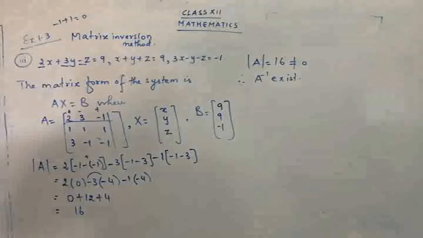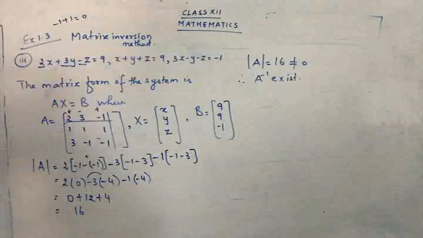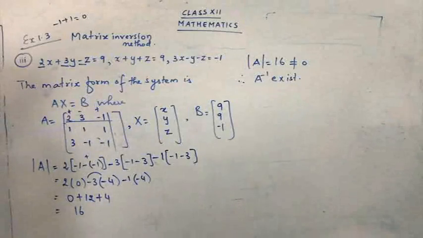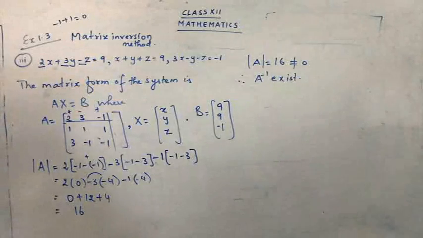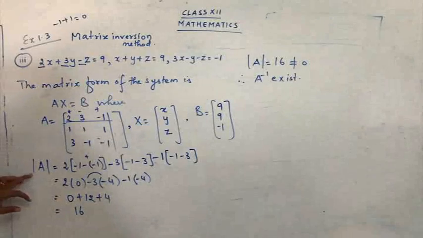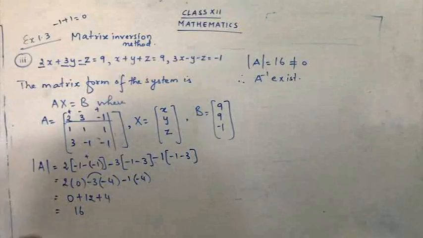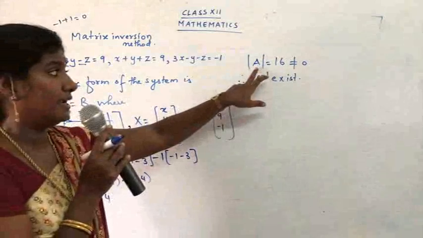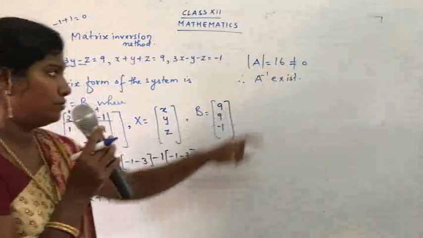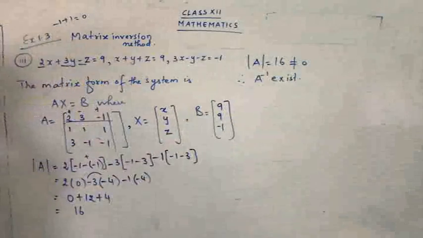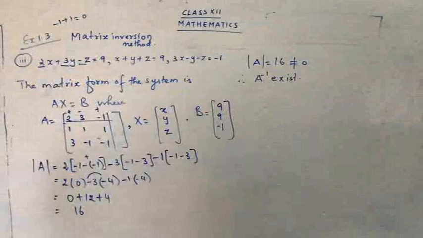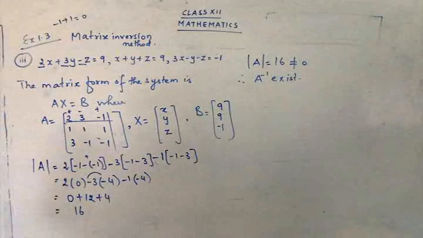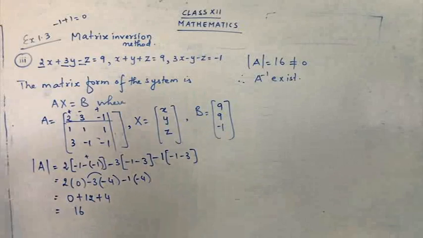Getting first point. So we have written the form of the system. We have found the matrix A, X and B. Then we have found the value for determinant of A. Why are we finding determinant A? We are going to check whether the inverse exists or not. Yes, here the inverse exists. Why the inverse exists? Because we are getting a determinant which is not equal to 0. Yes. So we have done the first part. First and second part is done. First step is to write the matrix. Second step to find the determinant of A.